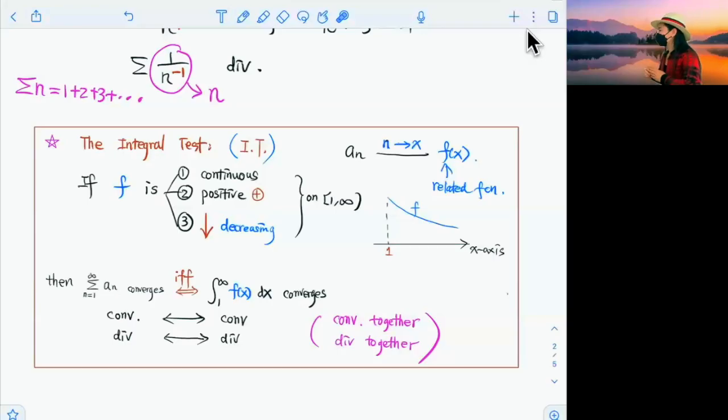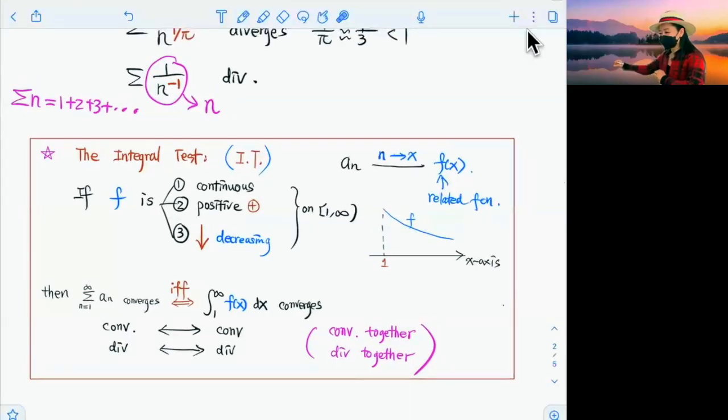Do you guys got it? The proof of this is actually very similar to the proof we just did. We construct this rectangle sometimes under the curve, sometimes over the curve, depends on using the left or right endpoint. So I put a star here, and that's the one that you want to remember. This is a key idea for today, the integral test.